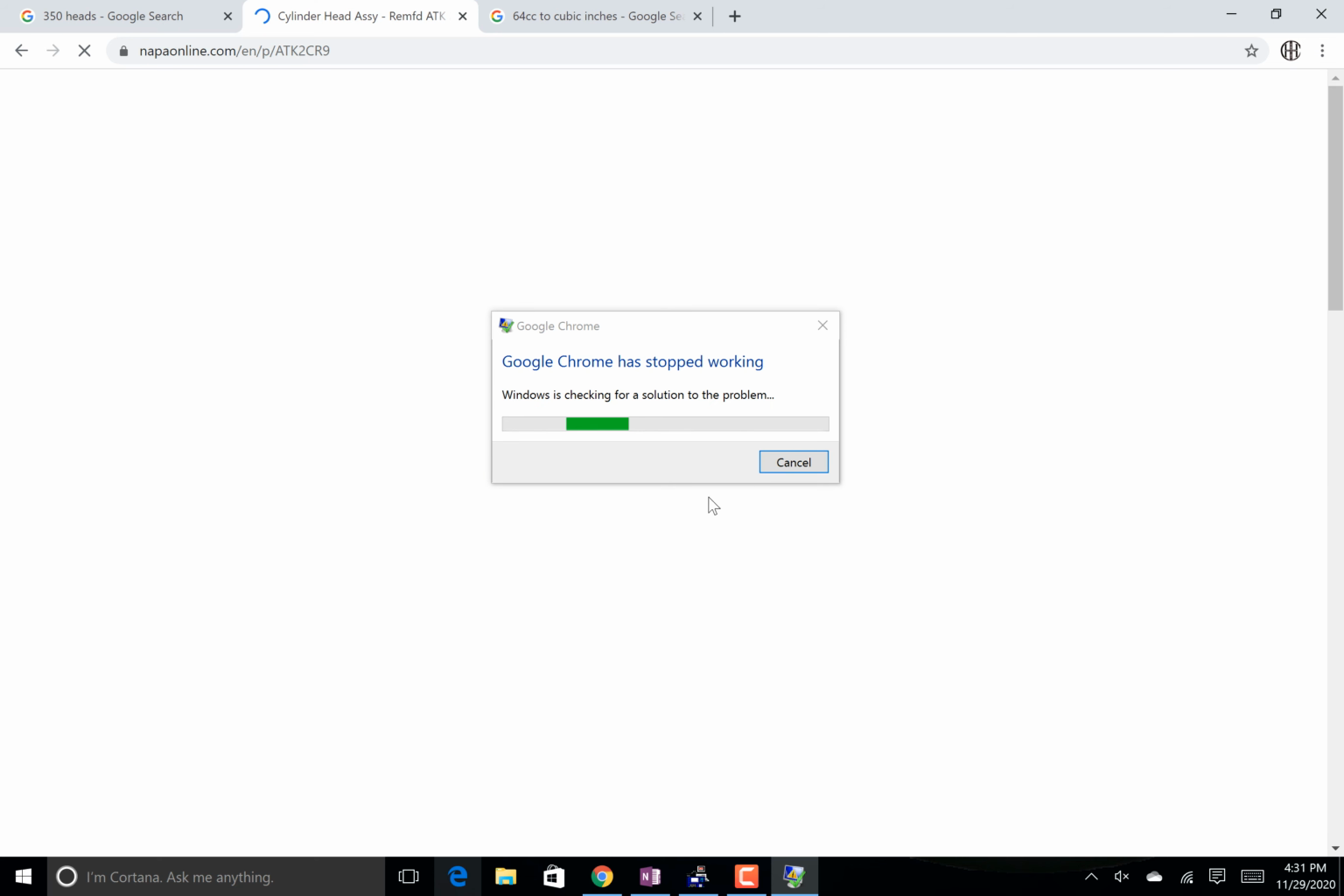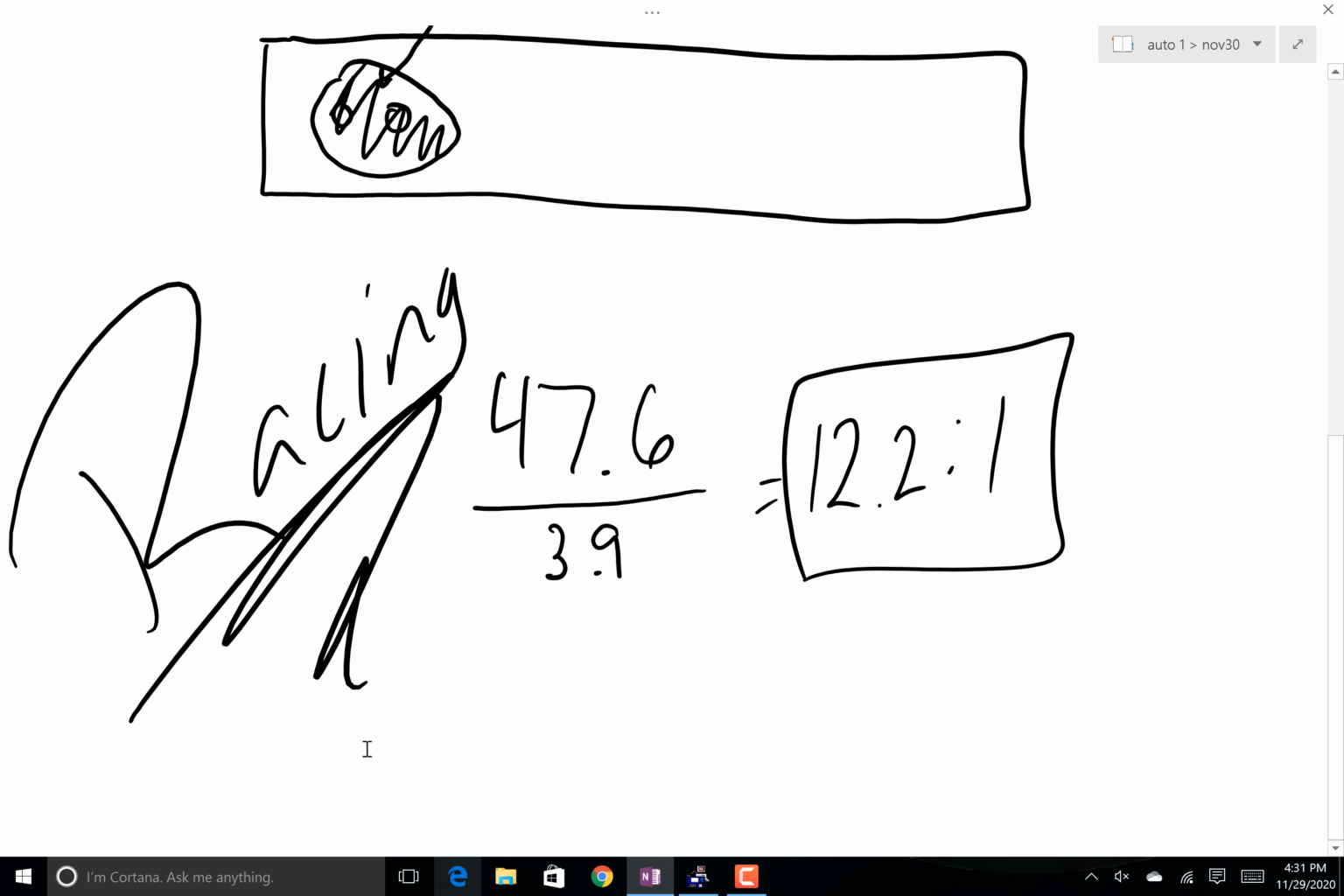Now, the reason I say that is because I want you to understand that if you're just buying one for your truck to, oh, for the love of Pete in a bucket, you piece of crap. Apparently, I killed Chrome.